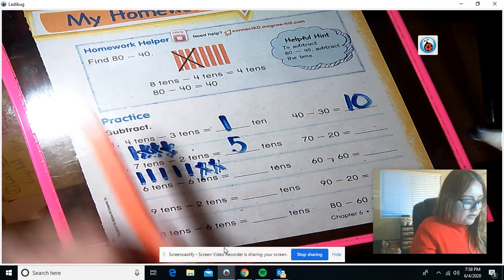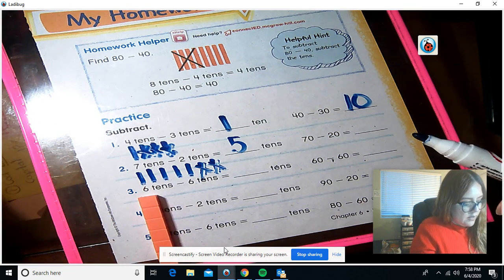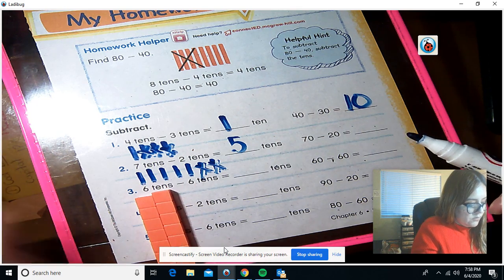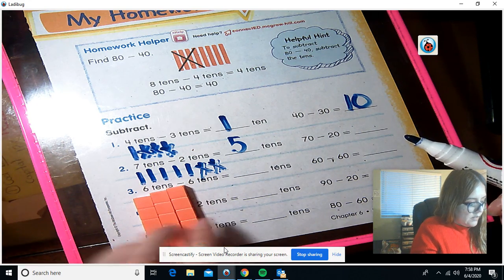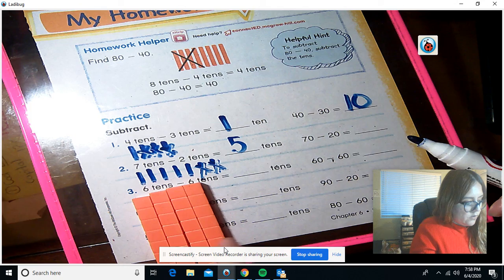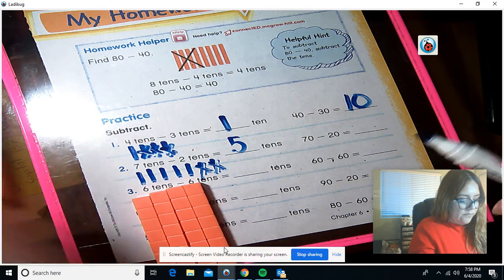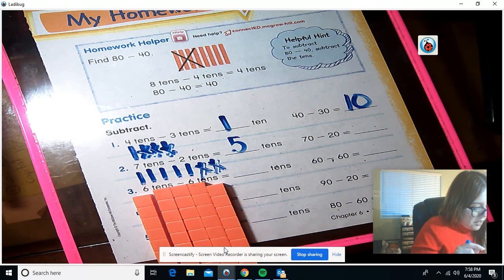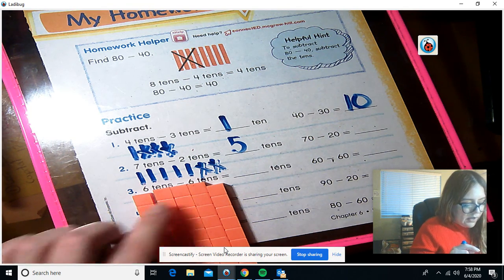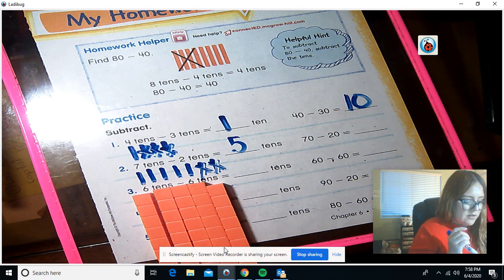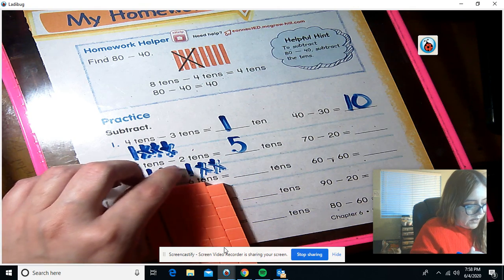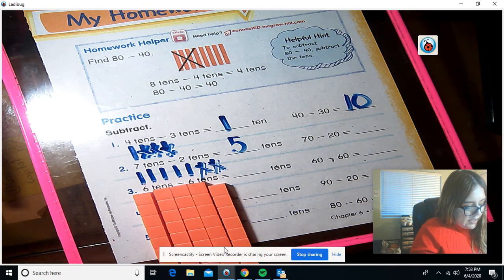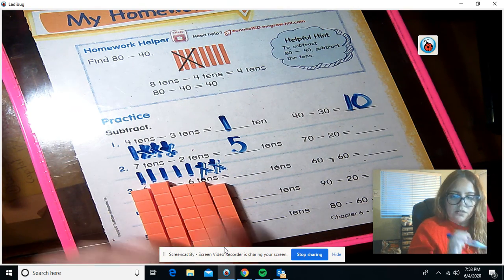How many do I have left? So what really that looks like is 1, 2, 3, 4, 5 tens are left, right? Because we said 5 tens are left. But how many little squares do we have all together that are left? 1, 2, 3, 4, 5. How many little squares all together are left?